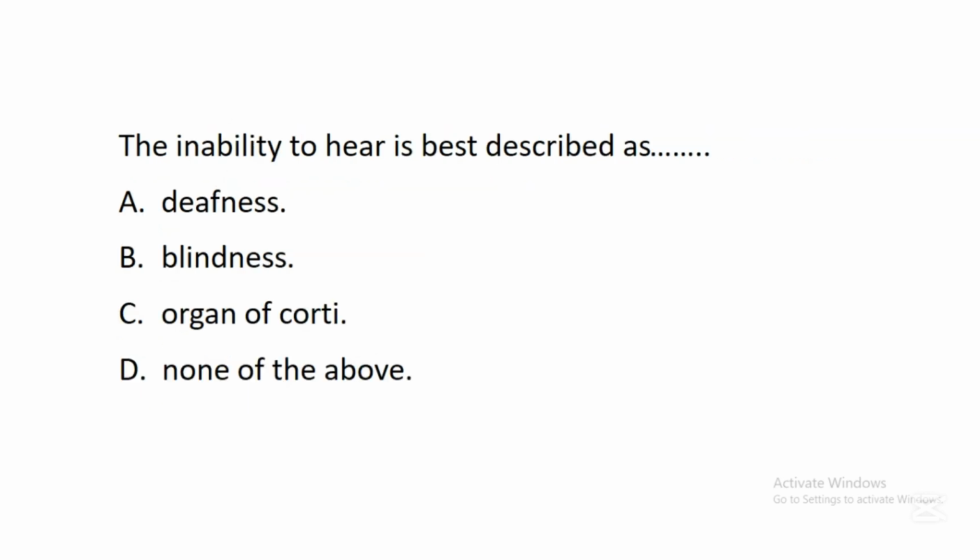The next question says, the inability to hear is best described as dash. A. Deafness. B. Blindness. C. Organ of Corti. D. None of the above. In this question, the correct answer is A. Deafness. So deafness is the inability of someone to hear very well.